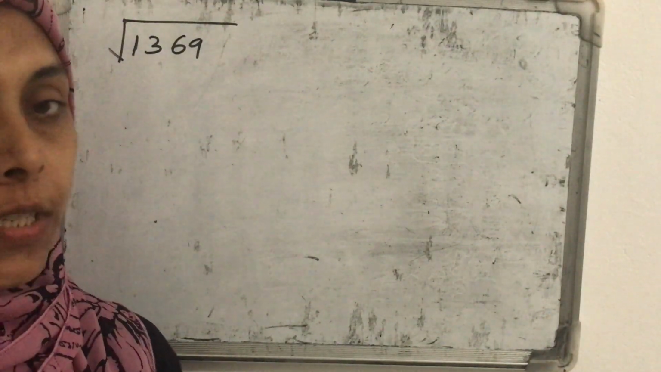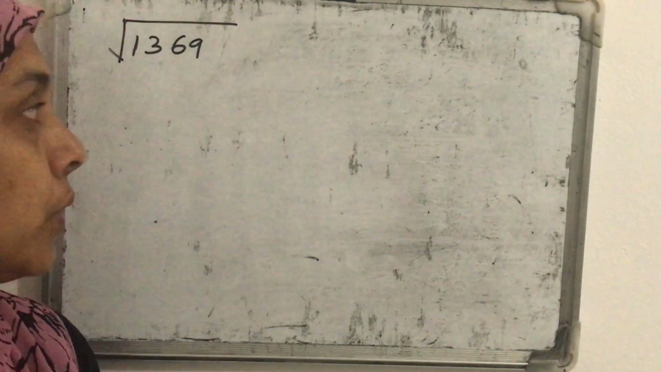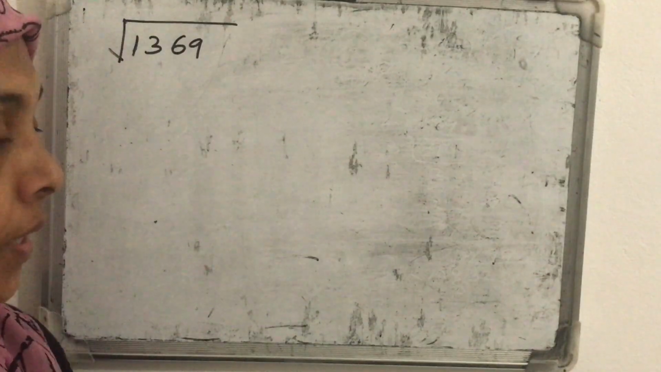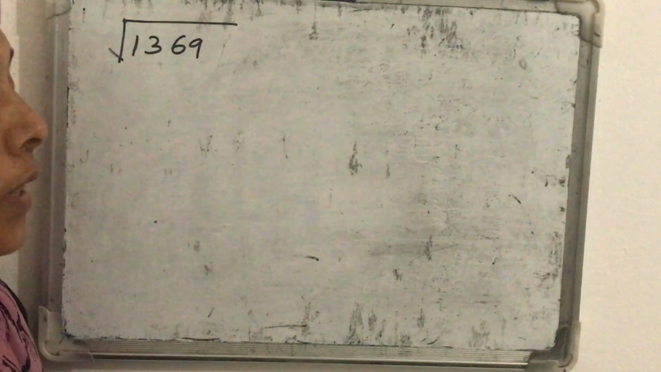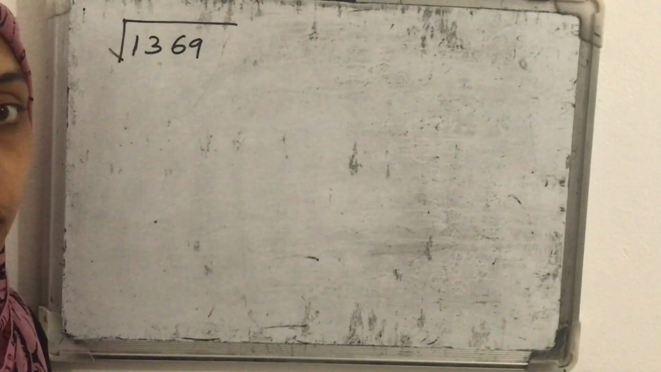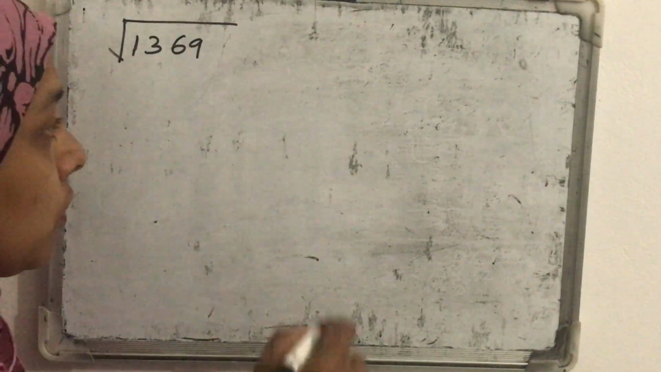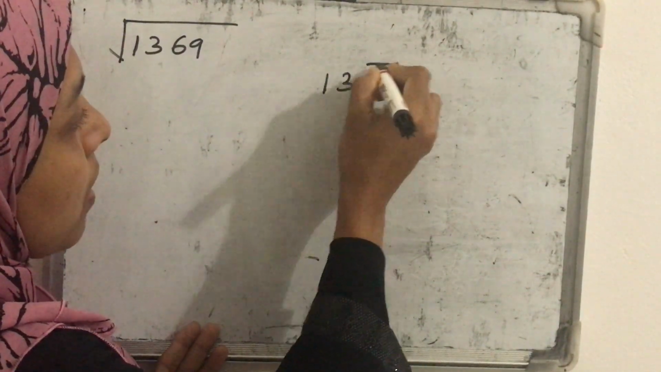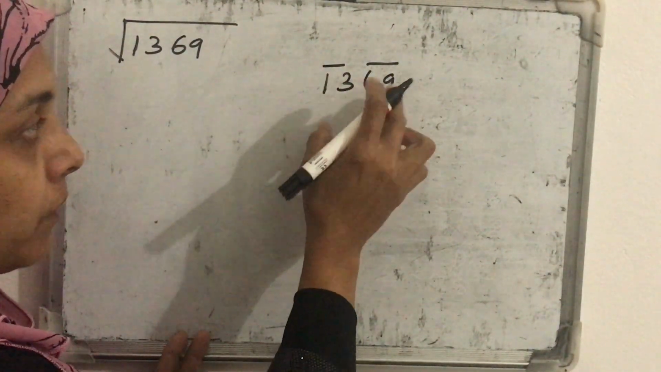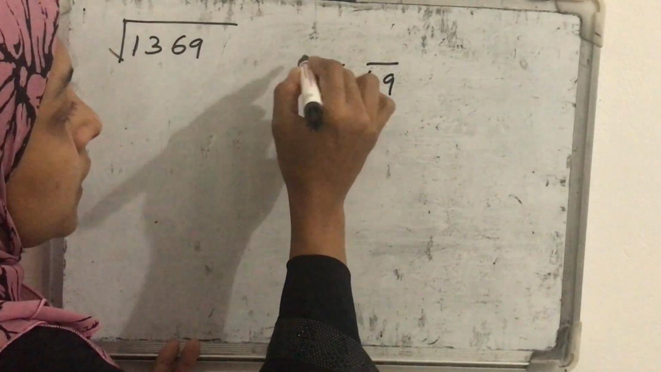Okay, very important questions. All of you should do the full homework. Same type question, one more. Find the square root of 1369 using the long division method. Same type: first we place a bar from the ones place digit for each two digits.